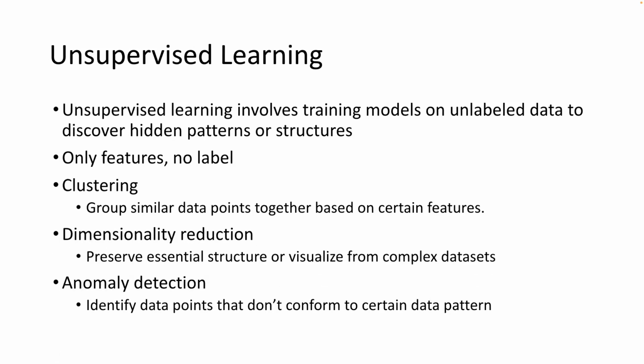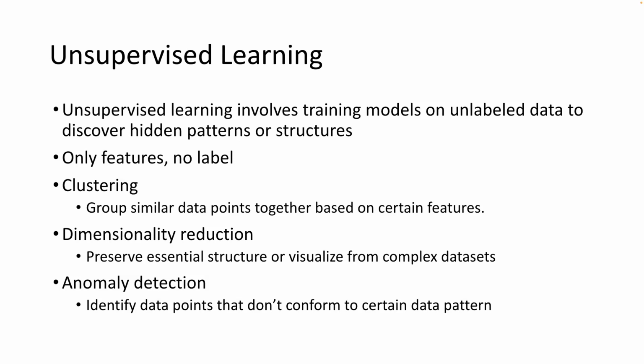So come to unsupervised learning. It involves training models on unlabeled data to discover hidden patterns or structures. So only features are contained in the data set, but no label, which means the algorithm will have to find the patterns themselves. And one typical type of unsupervised learning is clustering.